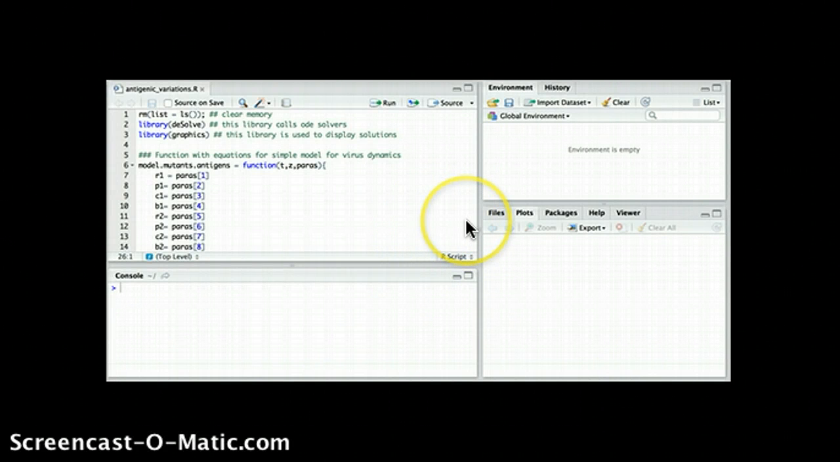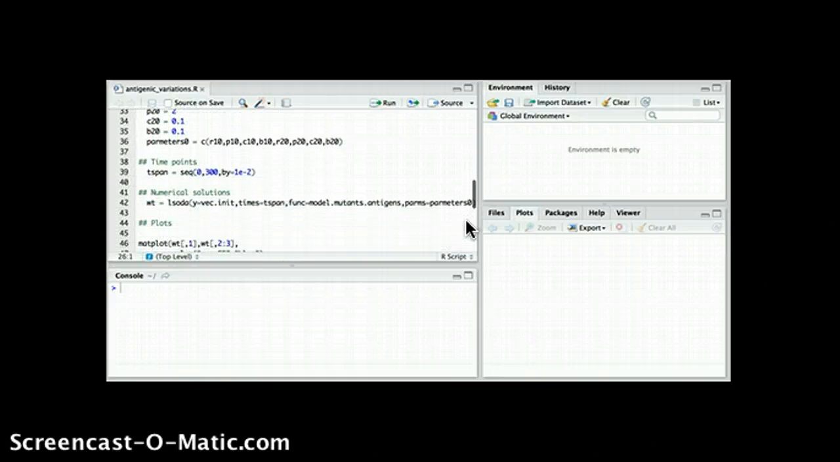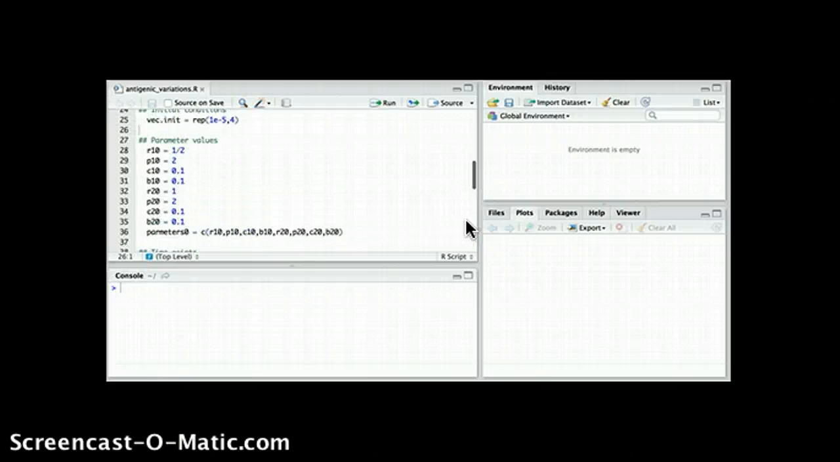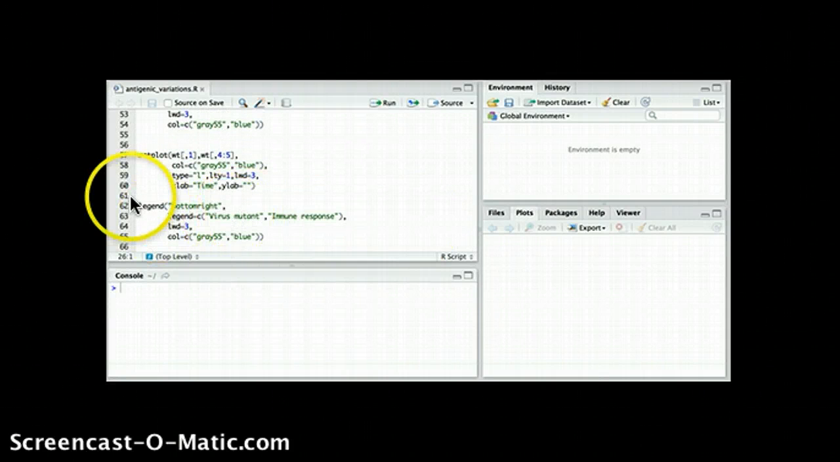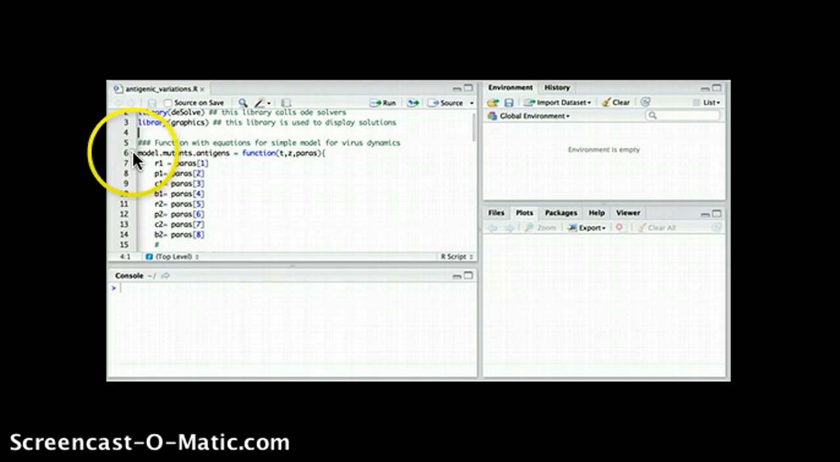So here I have RStudio, and what you're seeing is the script that I'm using to compute numerical solutions of this model with two mutants. Okay, so it's not too long. This script basically has 65 lines of code. Let's revisit the script section by section. You have to install deSolve ahead of time. So we are calling that library deSolve, and graphics because we're going to plot some of those solutions. The next portion of this code that's important is what is in this function.